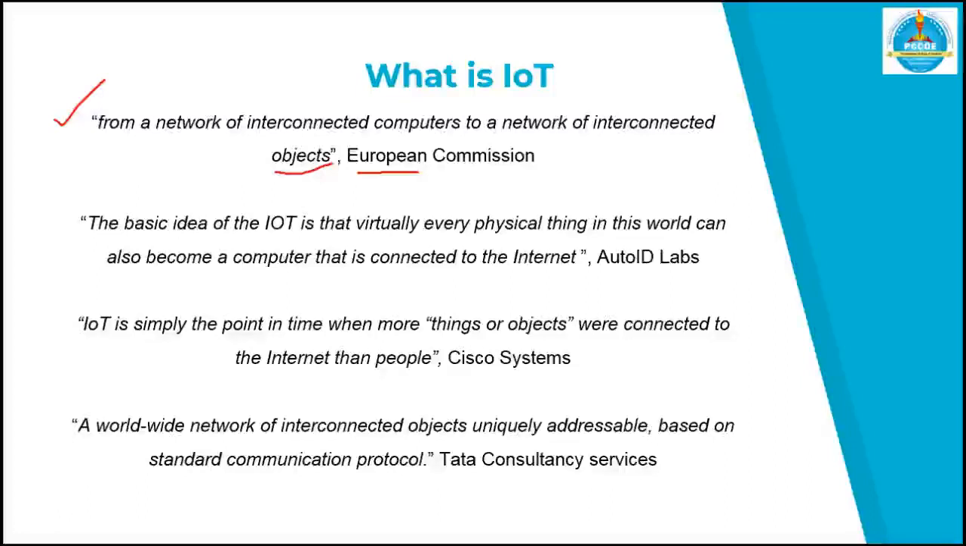Now the next definition is given by Auto-ID Lab. It states that the basic idea of the IoT is that virtually every physical thing in this world can also become a computer that is connected to the internet. So what is the meaning of this particular statement? Any device that is responsible for sending and receiving data onto the internet will be considered a computer or a computational device. The computing power might be different depending on the size of the device, but that small device will be considered a computer.